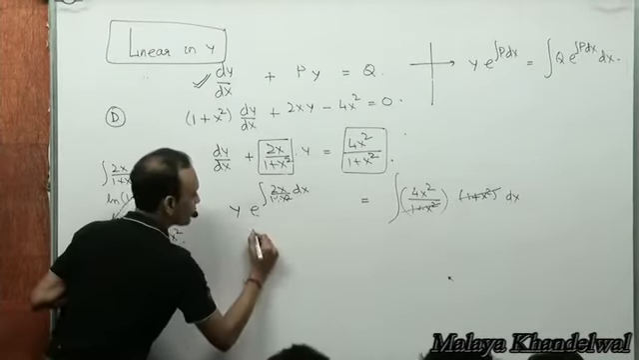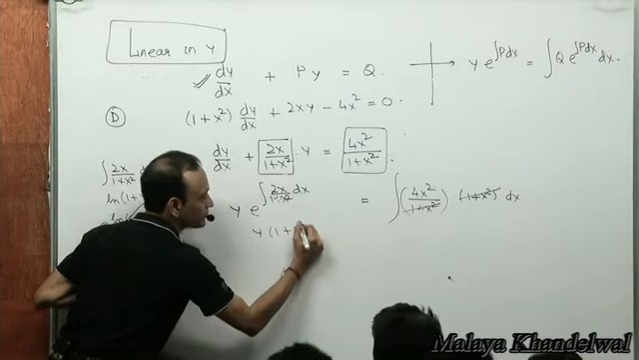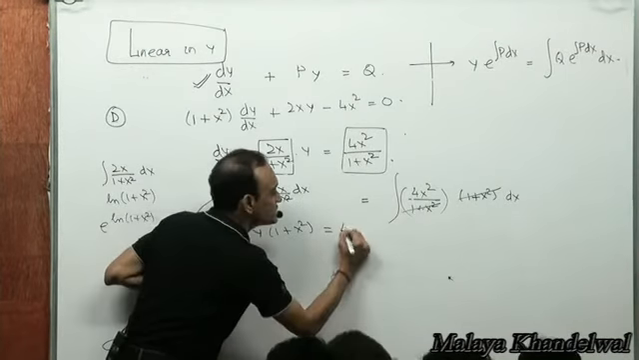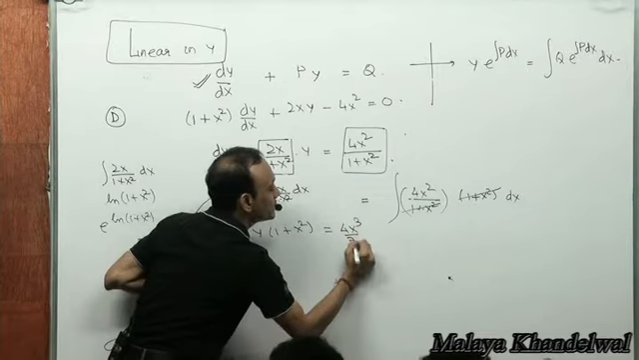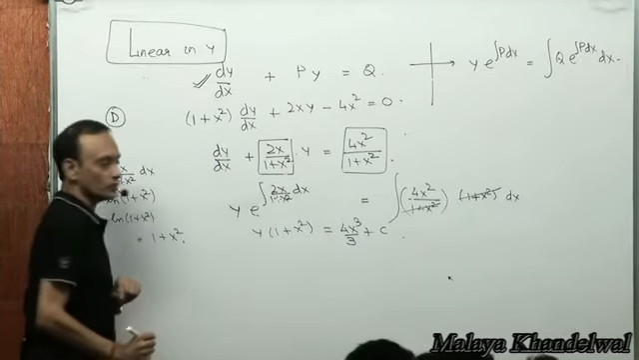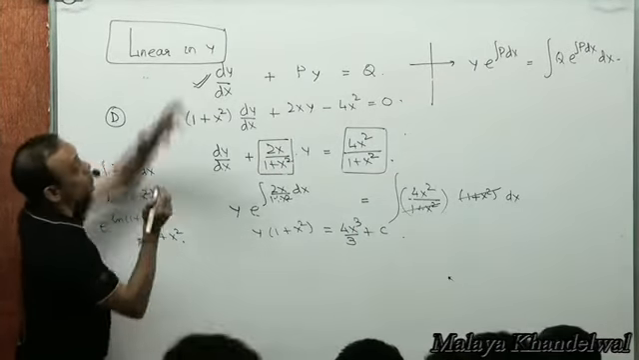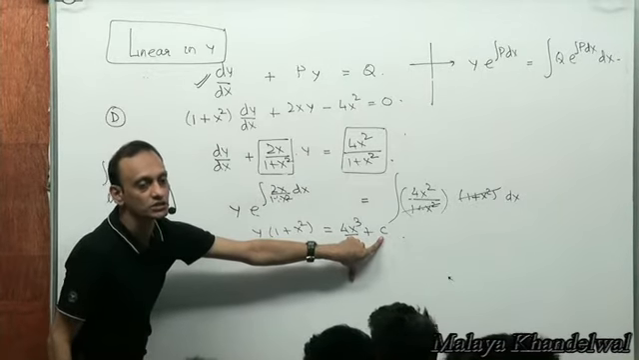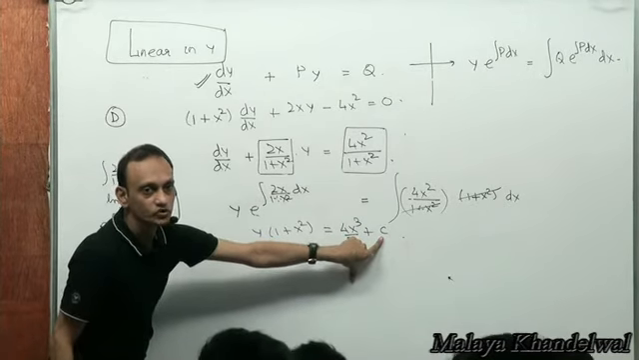And this is y(1 + x²) = integral of 4x², which is 4x³/3 + c. Yes or no? That's a solution to this differential equation. Order 1, how many arbitrary constants? 1 arbitrary constant. Yes or no?